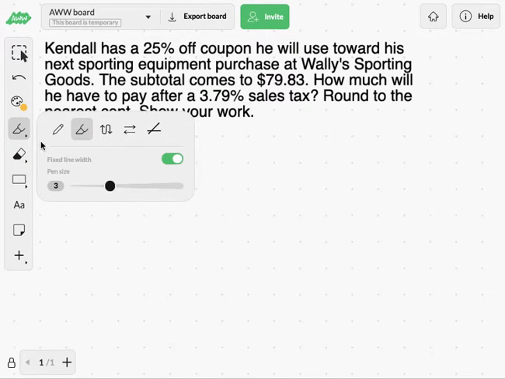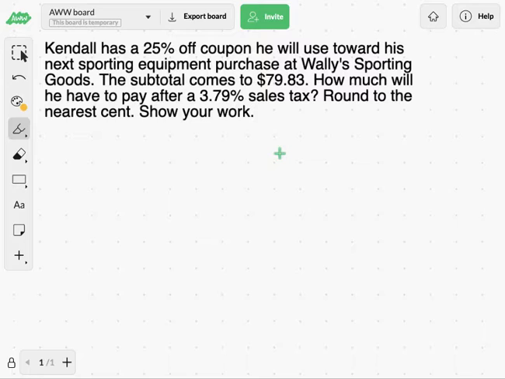Let's highlight the question in particular after we read it. Kendall has a 25% off coupon he will use towards his next sporting equipment purchase at Wally's Sporting Goods. The subtotal comes to 79.83. How much will he have to pay after a 3.79% sales tax, and then round to the nearest cent? You're asked to show your work, so let's go from there.